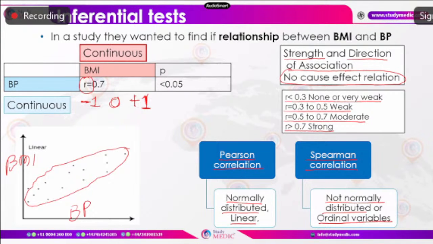Now, how would a negative association look like? It would be somewhat like this. As one increases, the other decreases. A negative association would somewhat look like this if I have to group the clusters. For example, iron and TIBC.